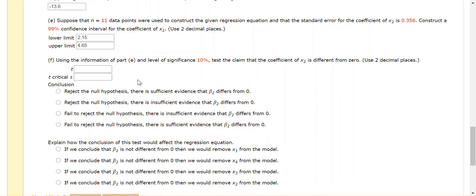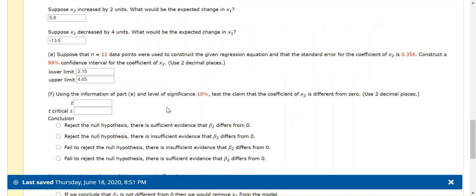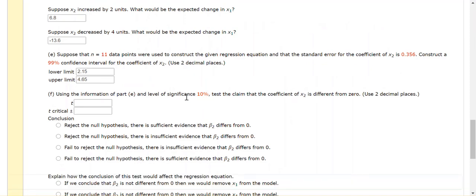All right, let's look at F. So using the information of part E and a level of significance of 10%, test the claim that the coefficient x2 is different from 0. So, once again, I have to find this t critical value. How do I find this t critical value? Well, I use my student's t distribution with n minus k minus 1 degrees of freedom. And when I do that, I get 7 degrees of freedom.